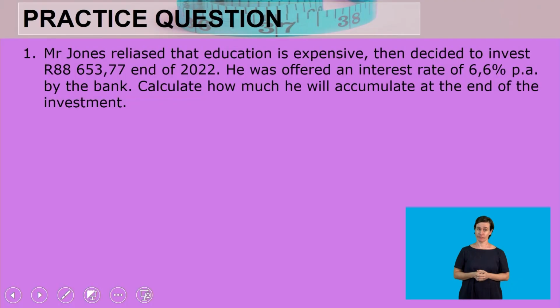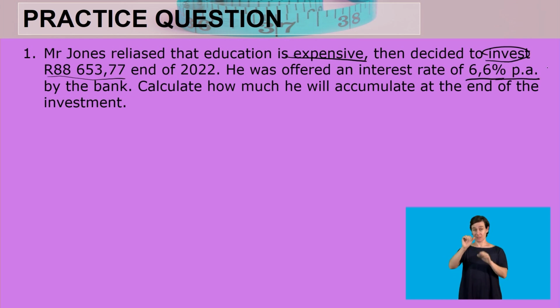Firstly, let's have the first example, which says Mr. Jones realized that education is expensive. He then decided to invest a total amount of 88,653 rand 77 cents at the end of 2022. He was offered an interest rate of 6.6% per annum by the bank. Calculate how much he will accumulate at the end of this investment.